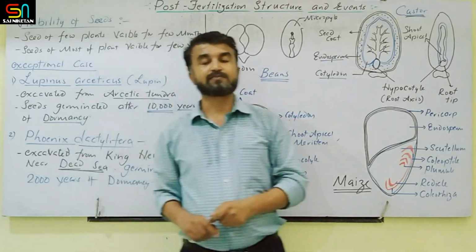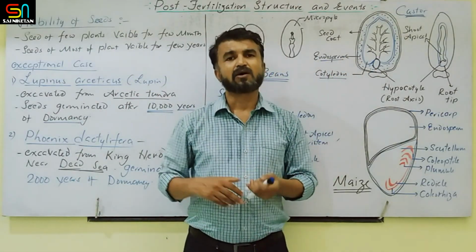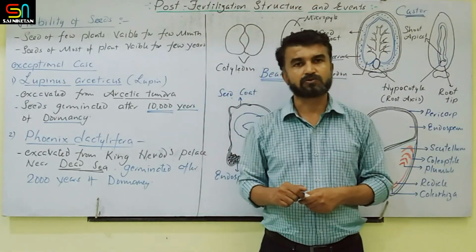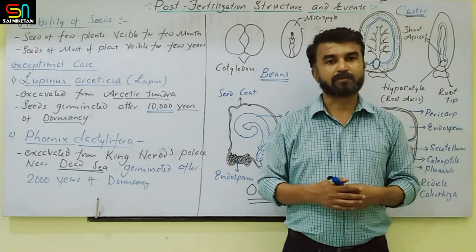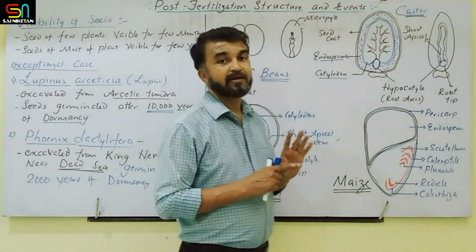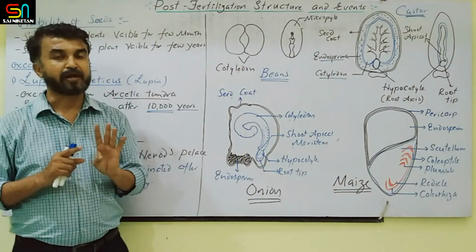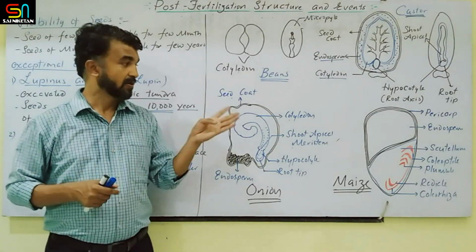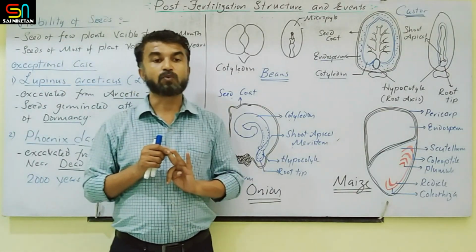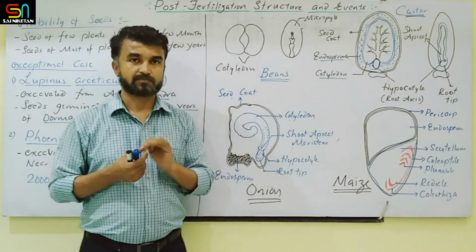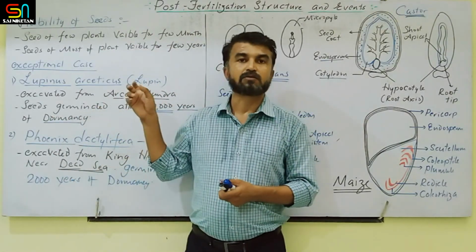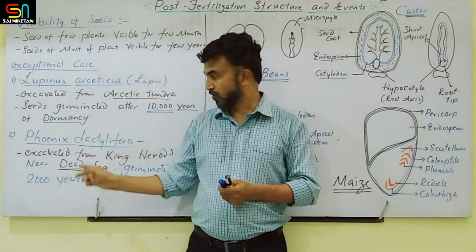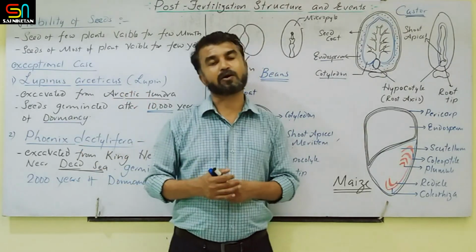So this is about the seed. In seed we covered almost facts only. It is not that difficult, but you have to memorize all the topics. The major questions: write the types of seed, endospermic and non-endospermic. One more major question: what are the advantages of seed? Five points we covered. Clear? Again, one more question on Lupinus arcticus or Phoenix dactylifera. These are questions too.